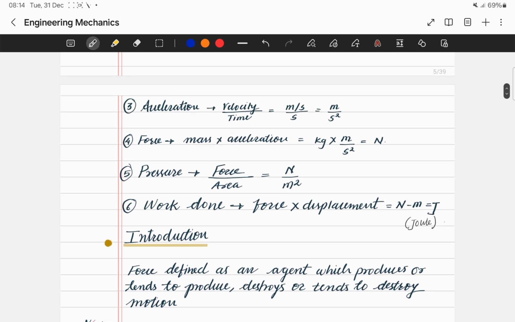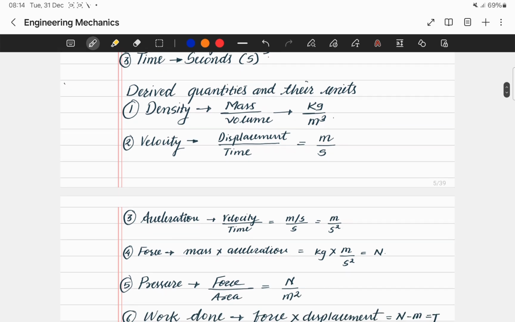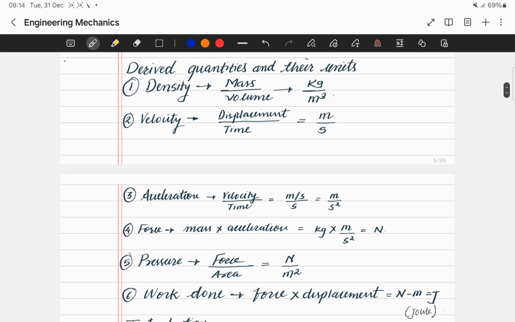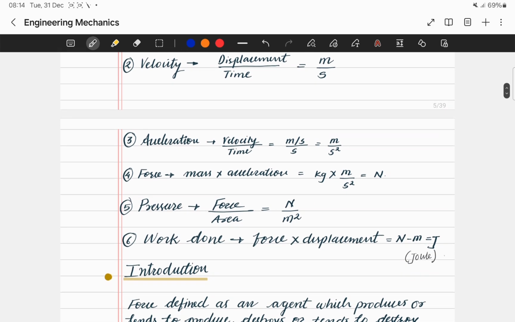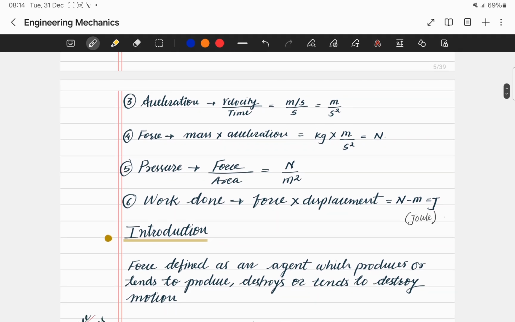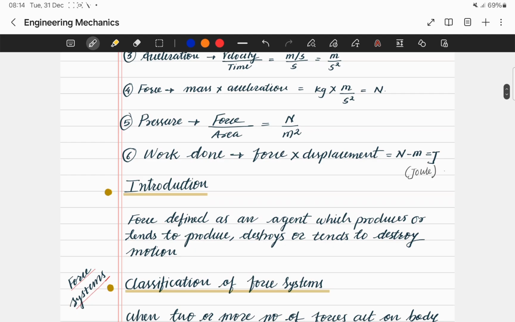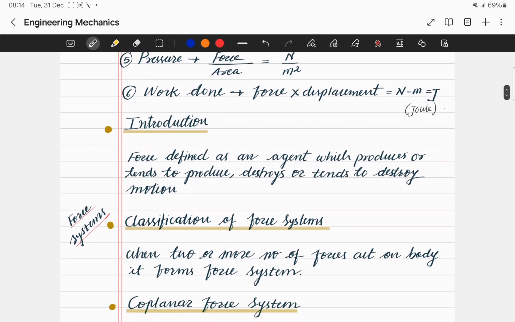So these are some of the basic derived quantities and their units. Density in kg per meter cube, velocity in meter per second, acceleration in meter per second square, force in Newton, that is kg meter per second square, pressure in Newton per meter square, and work done, which is force into displacement, is the joule.